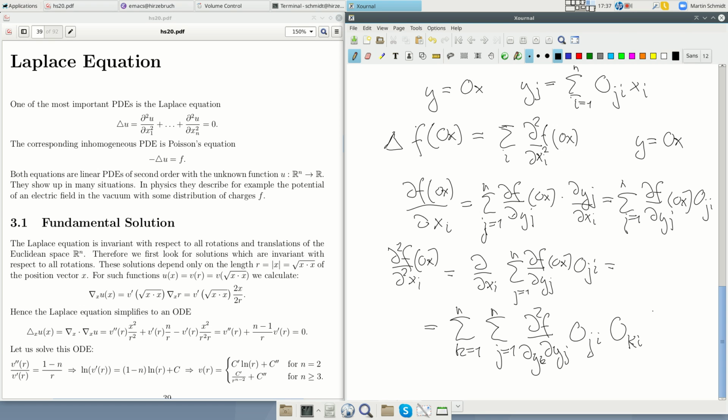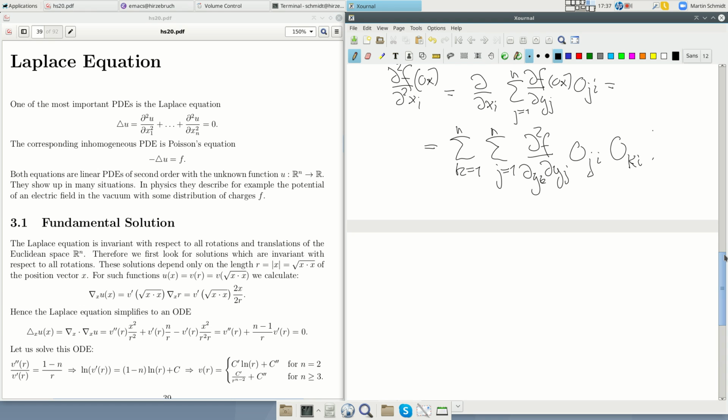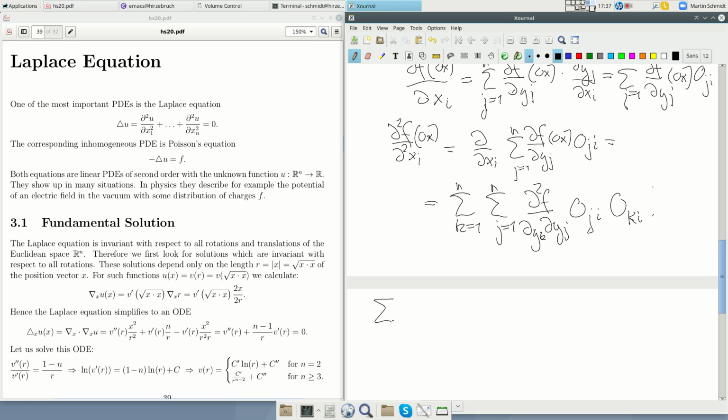Okay, now we should calculate the result. What result do we get for the Laplace operator? Now let's do the calculation for the Laplace operator. So we have this, and this means for the Laplace operator, the sum i equals 1 to n of d squared f over dx_i squared of Ox, this is equal.